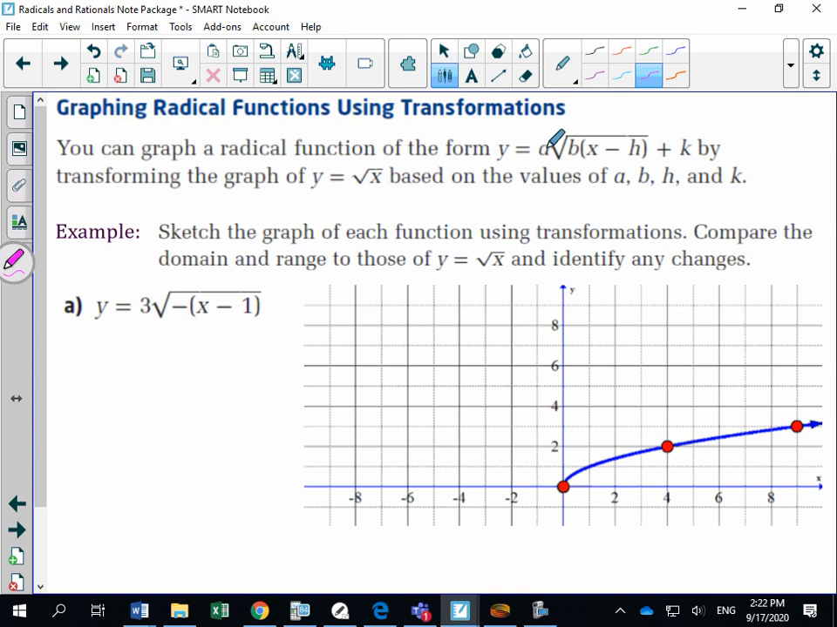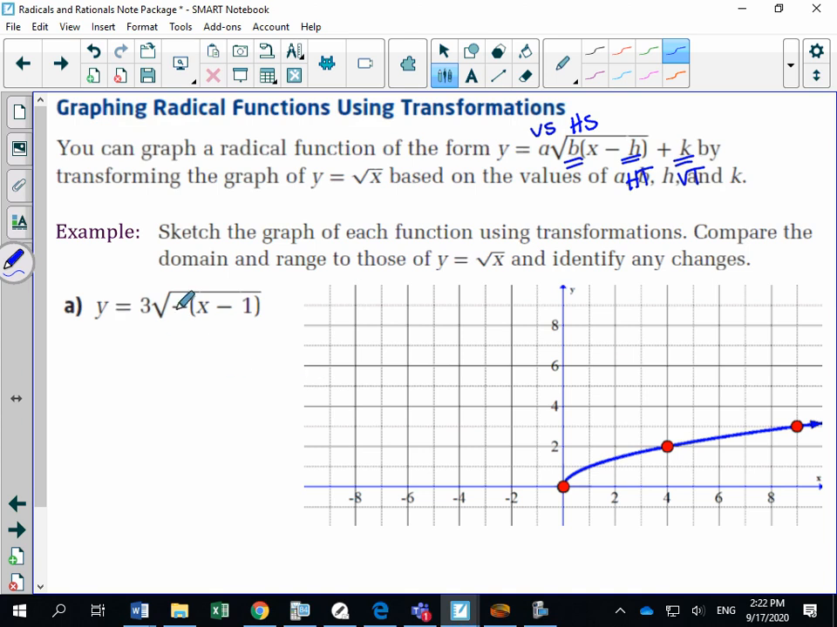So here's my a value. And remember that your a value is your vertical stretch. And my h value here is my horizontal translation. My k value is my vertical translation, so that's going to move my radical up or down. And my b value, that's my other stretch, that's my horizontal stretch.